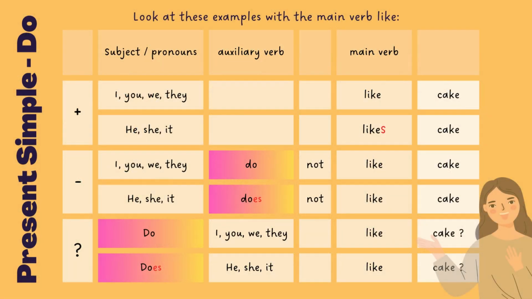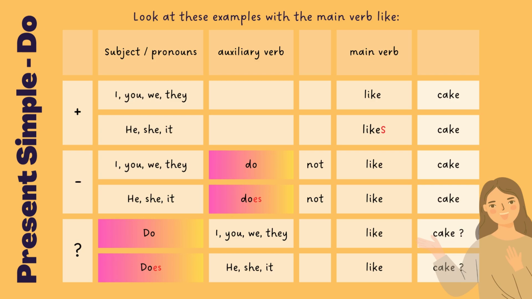Great! Let's look at some examples with the main verb like. For positive sentences, we do not use the auxiliary verb do. So we say, I like cake. You like cake. For third person singular, he, she, and it, we add an S to the main verb. He likes cake. For negative sentences, we introduce the auxiliary verb do. I do not like cake.